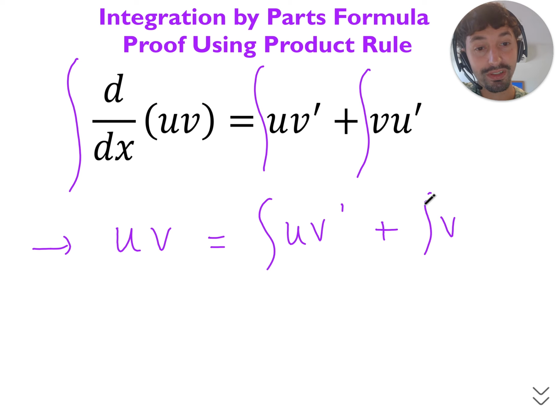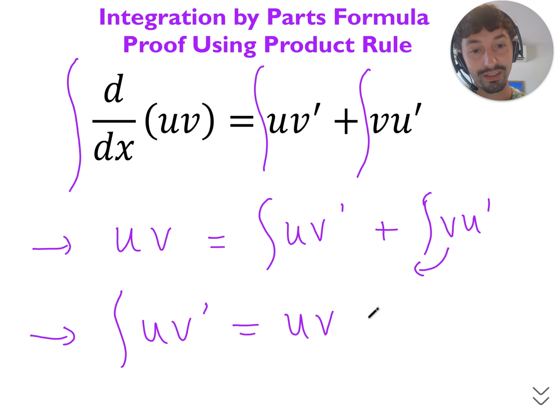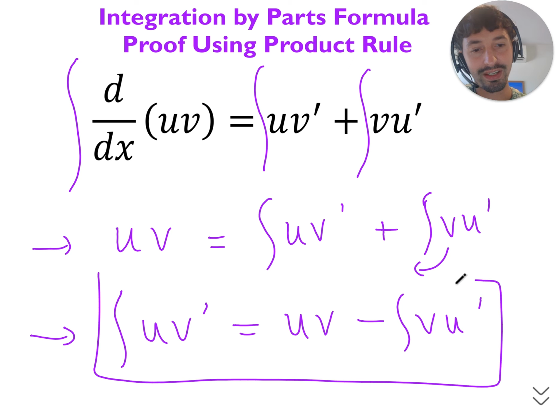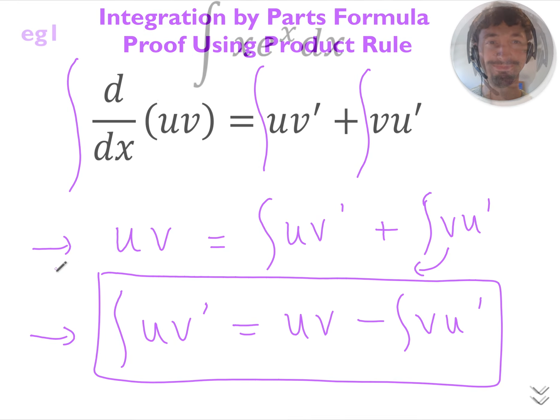And then we are only one step away from our integration by parts formula. If we make u times the derivative of v the subject, we get uv, and we just need to subtract this over to the other side, so subtract v u dash, and that is this famous formula. It's in your formula book. It's the integration by parts formula. Now let's apply it. It always makes so much more sense once you apply it to a question.